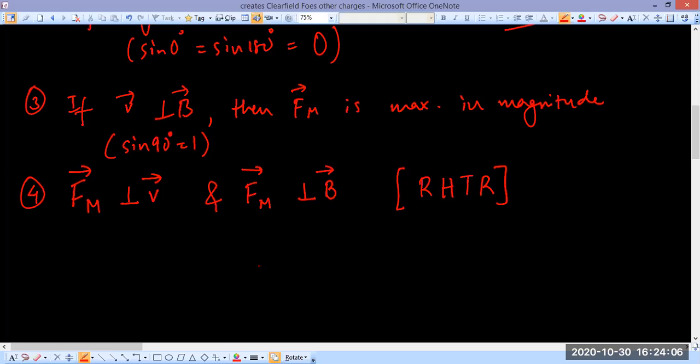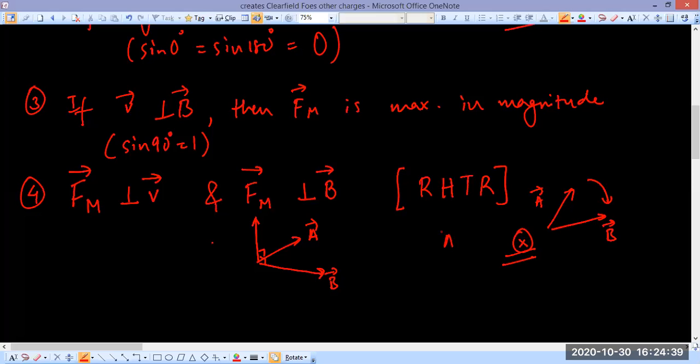I hope you remember that when you do the cross product of two vectors, the result is in some direction like this. Do you remember this? For example, if A and B are in the plane, then A cross B will be inside, so it will be a cross. Is this clear? A cross B here will be a cross. Clear or not?